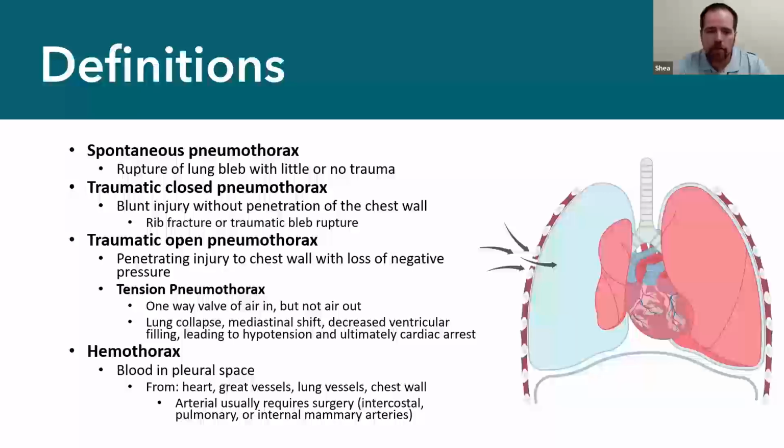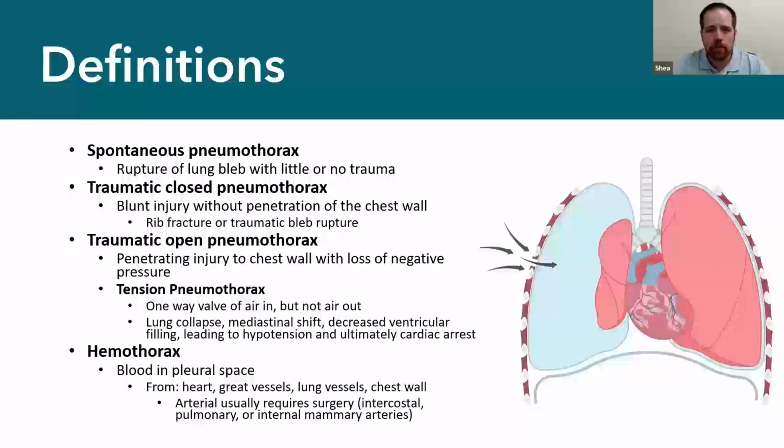Hemothorax is blood in the pleural space, and this can be from any number of reasons. One of the more common things we see is that the intercostal arteries bleed significantly if they're lacerated. The heart, great vessels, and the lung vessels themselves can also cause bleeding into that pleural space. Arterial injuries typically are going to require surgical intervention and are not going to stop with typical measures. There's not an easy way to do direct pressure, and as you evacuate that space, the blood is just going to continue to pour out.